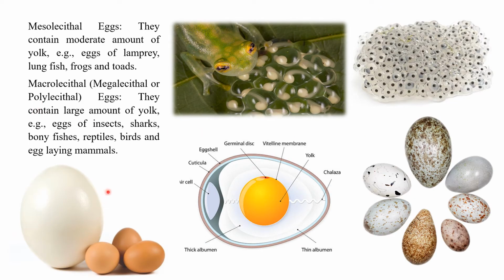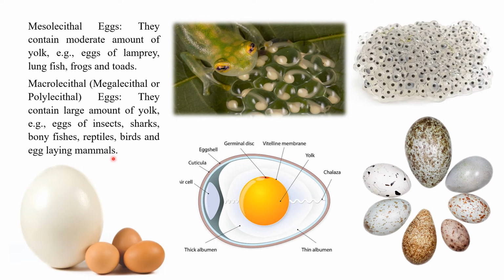The next type of eggs that are classified based on the quantity of yolk is the mesolecithal egg. Mesolecithal eggs contain a moderate amount of yolk, a small amount of yolk. The eggs of lampreys, the Petromyzon and Myxine, lungfishes, and the eggs of frogs and toads, as you can see here, are the best examples of mesolecithal eggs.